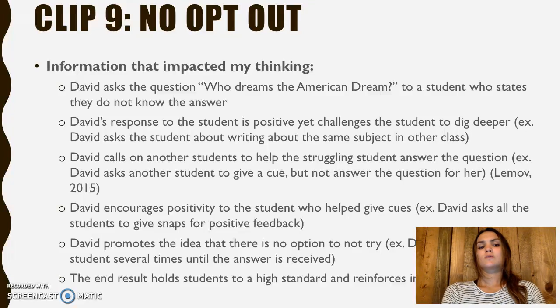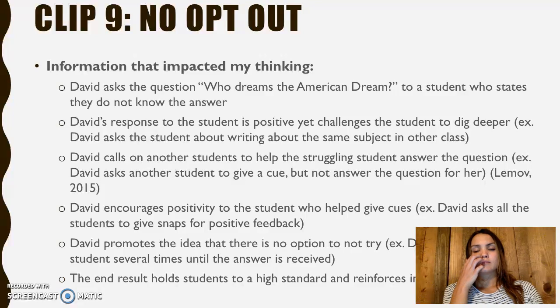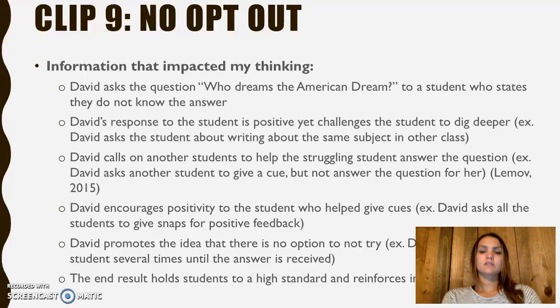So an example of this was David asked the student about the writing about the same subject in a different class. So they had wrote about this subject previously, so he challenged that student to think about a time and remind herself of it. David calls on another student to help the struggling student answer the question. So an example of this was David asked another student to give a cue. A cue is just kind of a hint. It gives the student not the answer, but just kind of leads them to get the right answer.